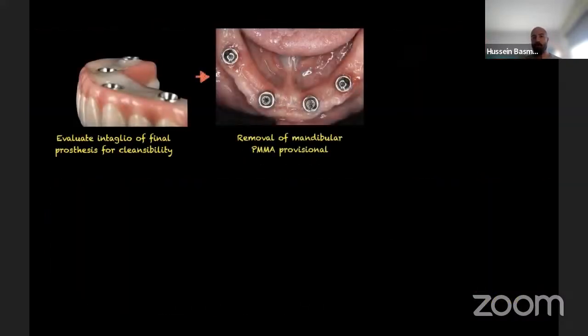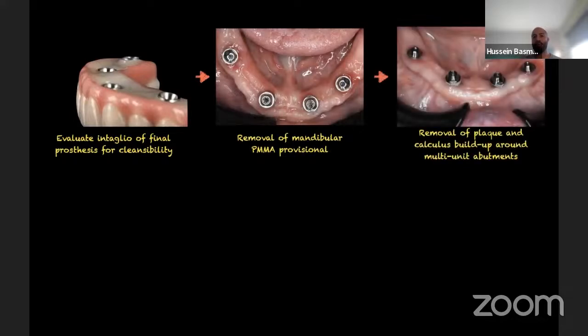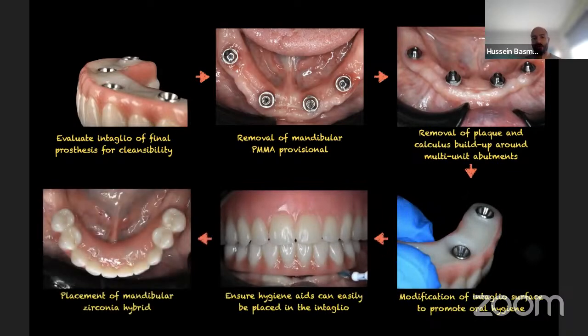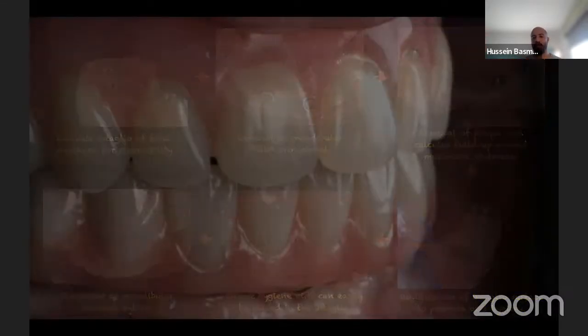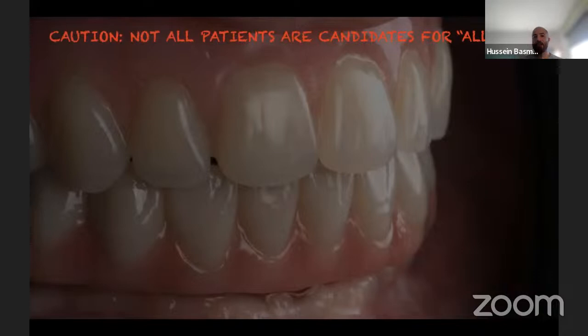We place it in the patient. We check if it's hygienic. We make sure we don't have any concavities. If we have extra material, we ask the lab to remove it and make sure that, again, it's easier access for the patient to clean. Again, here we didn't have much AP spread. So basically what we created in this case is a shorter arch.